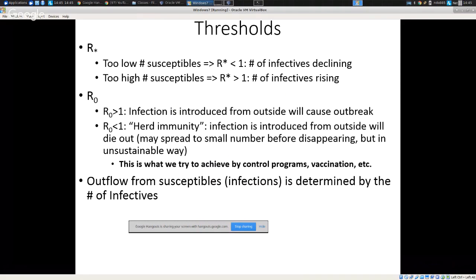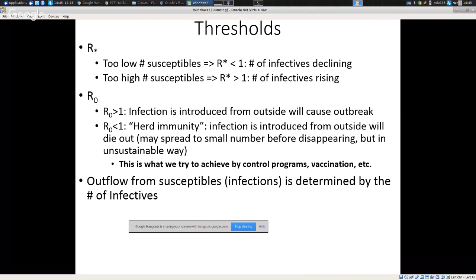So, ladies and gentlemen, the number of susceptibles becomes the key limiting factor, okay? It's the key limiting factor for whether we achieve an infection that's rising or falling. If we can lower the number of susceptibles, then we can take a situation out of a situation where the infection spreads to where it's declining.